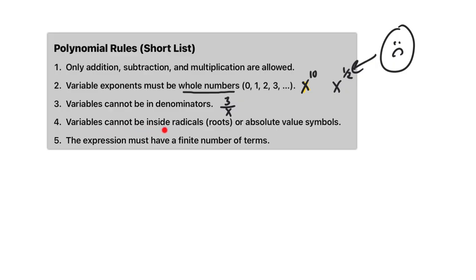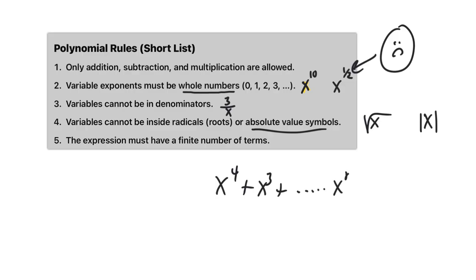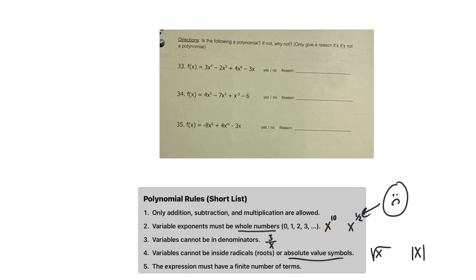Variables cannot be inside radicals. You cannot have something like this, but it also can't be inside absolute value symbols. So you can't have any variables that are inside absolute value. And the expression must have a finite number of terms. That's probably something you don't have to deal with as much, but sometimes in upper level math, they might do a little dot, dot, dot, and then it goes forever, x to the n minus one or something. So you don't want to deal with anything like that.